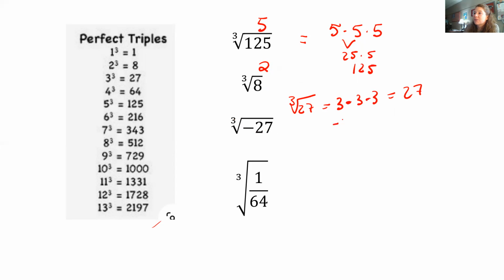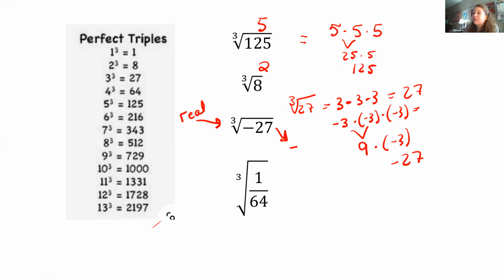Well, let's try negative 3. Negative 3 times negative 3 times negative 3. Well, negative 3 times negative 3 is positive 9, and 9 times negative 3 is negative 27. So this is a real solution. The cube root of negative 27 is negative 3, okay? If it's a square root of a negative number, you get no solution. But real answers come from the cube root of negative numbers.